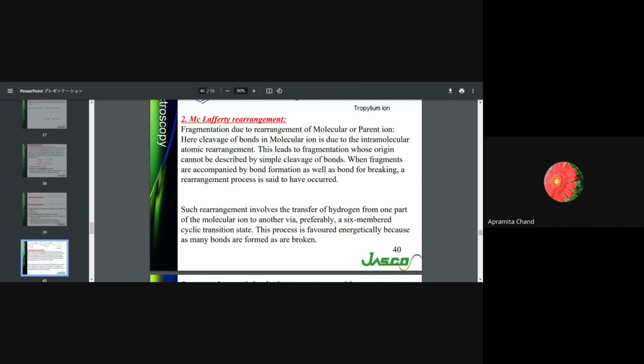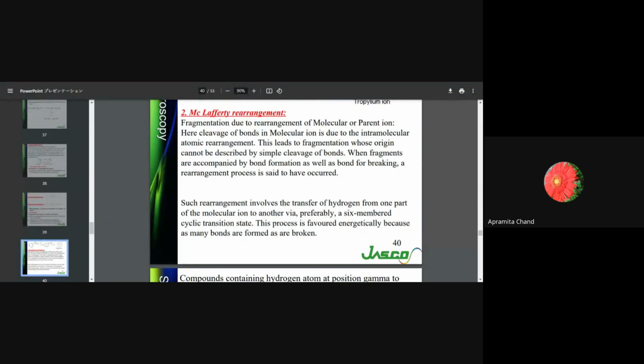In McLafferty rearrangement, there is fragmentation due to rearrangement of the molecular or parent ion. So there will be an intramolecular atomic rearrangement. And when fragments are accompanied by bond formation or bond breaking, the rearrangement process is said to have occurred. The rearrangement will involve the transfer of hydrogen from one part of the molecular ion to another, and we will get a 6-membered cyclic transition state.